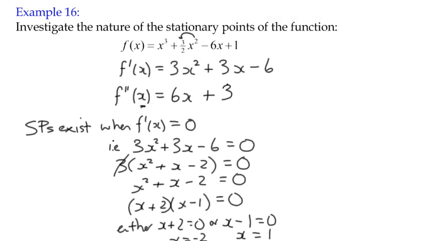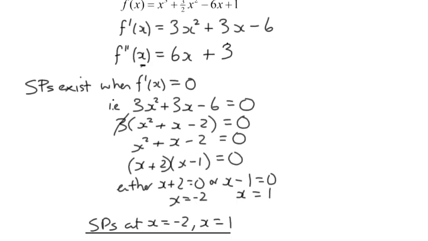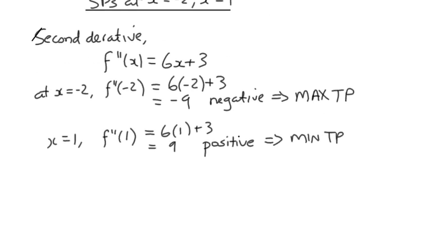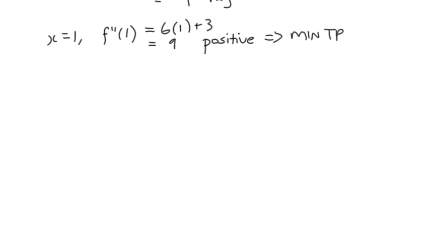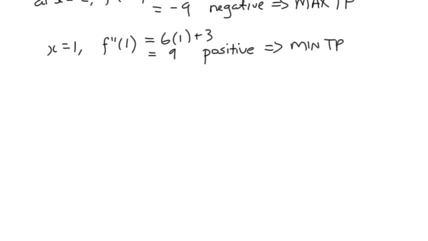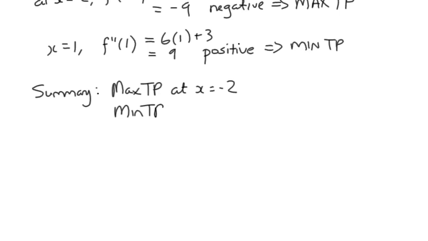What does the question ask? Investigate the nature of the stationary points. We could find the y coordinates to actually find the full coordinates, but I'm not going to bother at this stage. It's been long enough. So we can summarize it by saying that we have a maximum turning point at x equals negative 2, and we've got a minimum turning point at x equals 1.